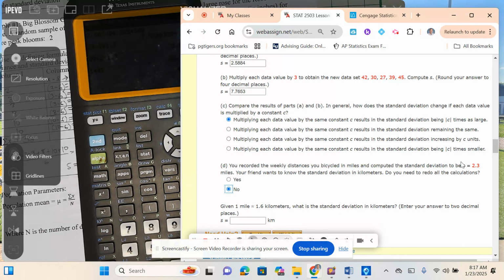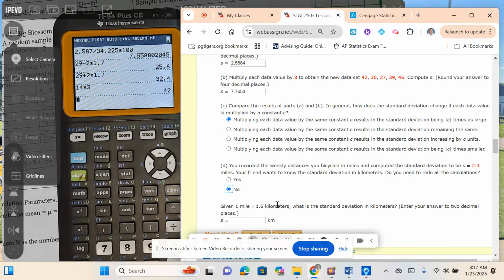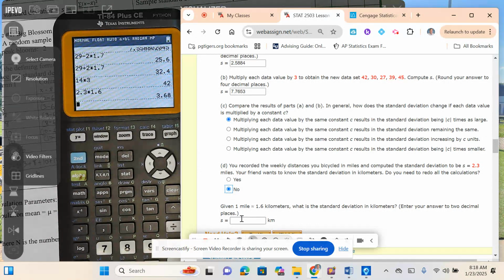Yeah, exactly. Just multiply it. When you're making conversions, that's good. You don't have to do all that work again. All you have to do is multiply it by the appropriate factor. 1 mile is 1.6 kilometers, so we just multiply by that conversion factor. I'm just going to take 2.3, my standard deviation, or whatever your standard deviation is, and multiply it by 1.6 to get that into kilometers. To 2 decimal places, that's 3.68.